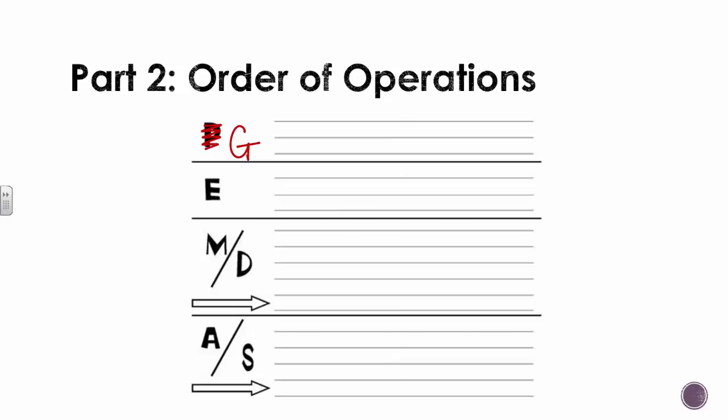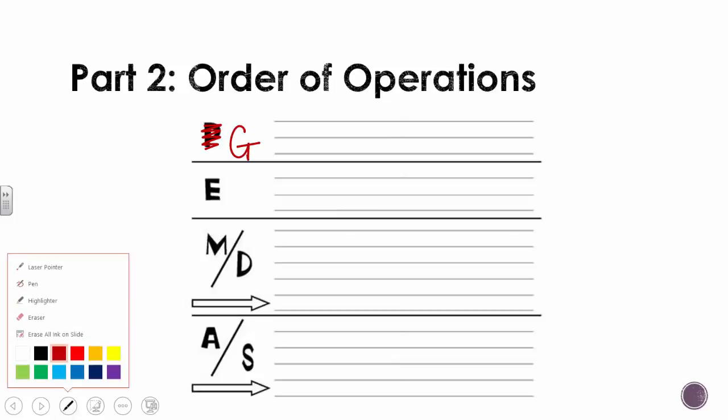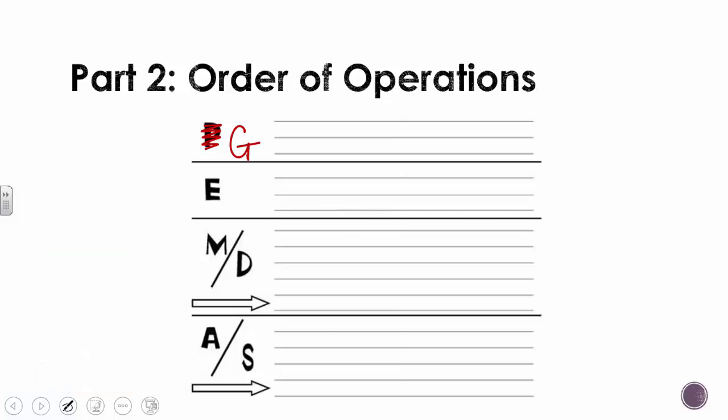The reason that we're changing that is because before, you only had parentheses as your grouping symbols. Now, in algebra, we're going to have a lot more as our grouping symbols. So that's what the G stands for, anything that groups things together.